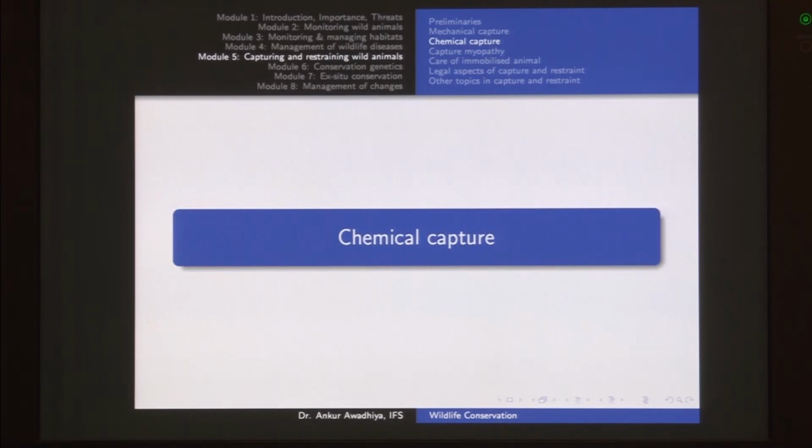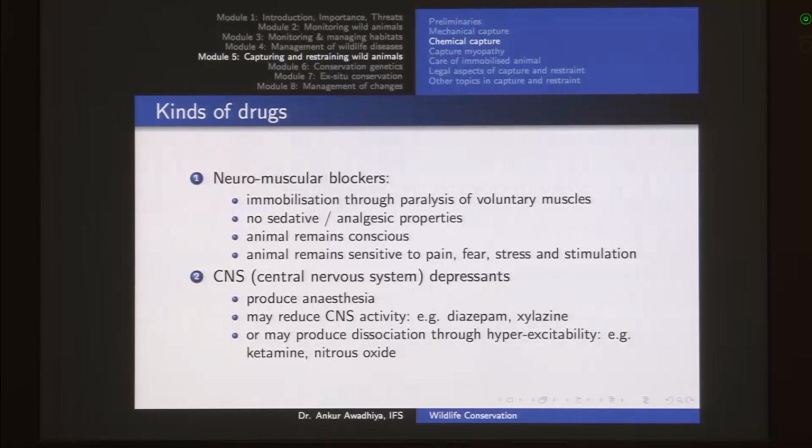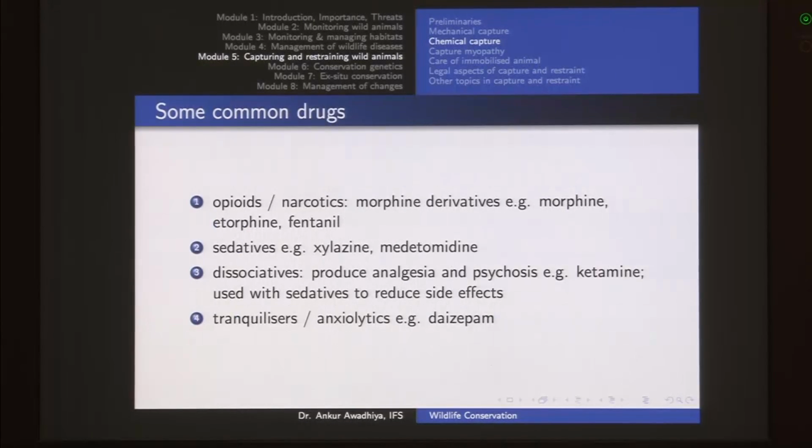Next we looked at chemical capture. So in chemical capture we use 2 kinds of drugs. One is neuromuscular blockers which give certain amount of paralysis, and then there are your CNS depressants which reduce the functioning of the CNS, or in certain situations they produce a dissociation. So some common drugs are opioids, sedatives, dissociatives, and tranquilizers.